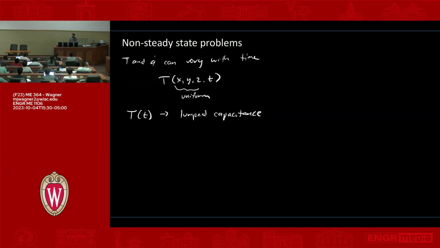So lumped capacitance: let's just say this is uniform temperature in space, but not in time. In other words, this is a 0D problem. If you're a physicist, you might argue with the idea of 0D because time is technically a dimension. But for us, we normally think about spatial dimensions as dimensions. Time is sort of the other component, the odd child.